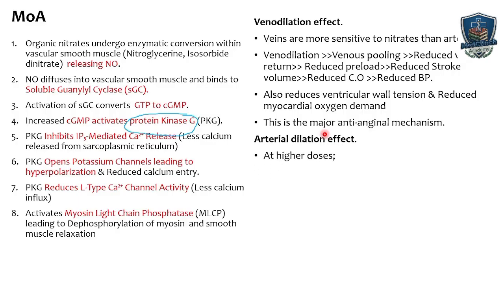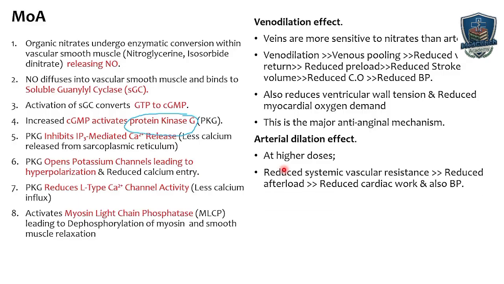So when it comes to arterial dilation effect here, they're only used at higher doses. The only drug in this category that leads to arterial dilation, number one, is the sodium nitroprusside. So the sodium nitroprusside is a nitric oxide donor. Number two, for the nitrates, the nitroglycerin has to be used with higher doses. Yeah, higher dose nitroglycerin will lead to arterial dilation effect. When used at higher doses, there will be reduced systemic vascular resistance. We all know this will lead to a reduced afterload, a reduced cardiac work, and also there will be a reduced blood pressure.